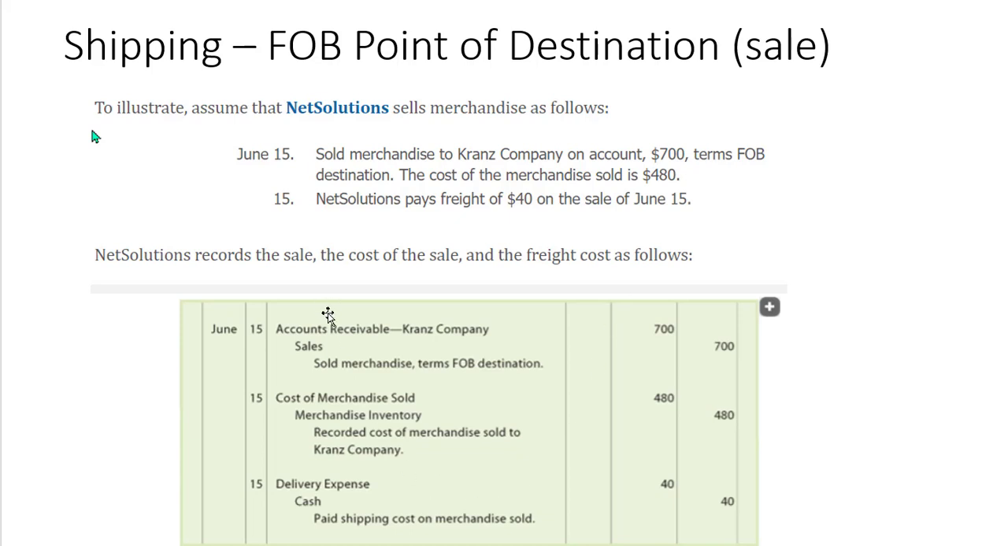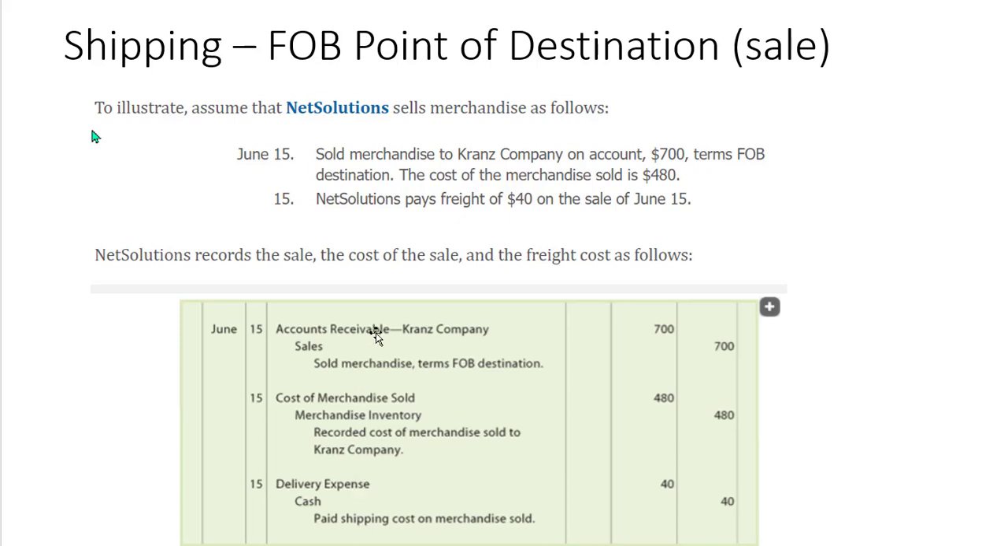So in this case, we've got accounts receivable increasing by $700 from the sale, and credit the sale for $700. And then we've got to record the cost of merchandise sold, and that's $480. Debit cost of merchandise sold, credit merchandise inventory for $480. And finally, we pay the freight of $40. This is on a sale, so this is freight out, and freight out is a delivery expense. Okay.